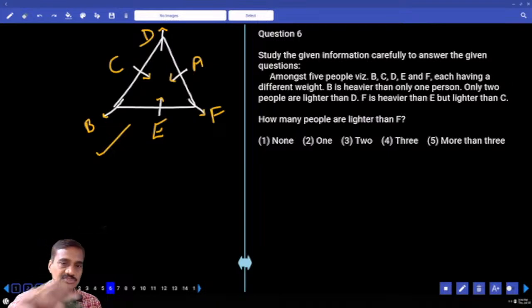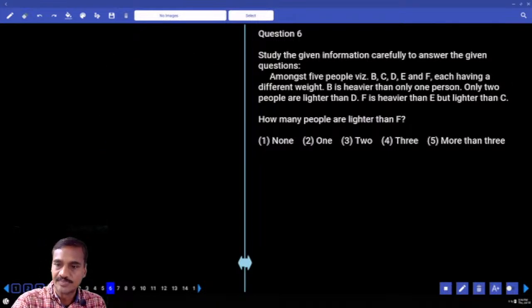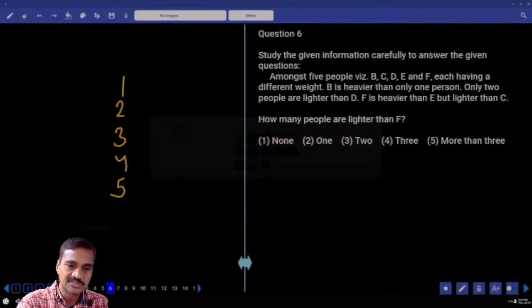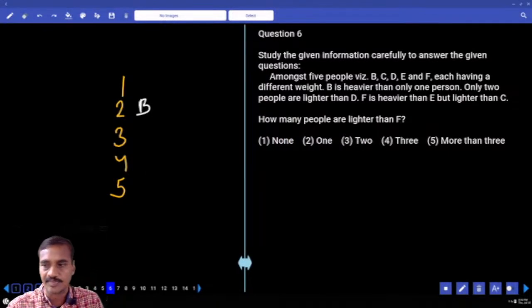Then coming to question number 6 onwards. Now in the 6 onwards, now 5 people were there. Now these 5 people are being compared in what? Weight. B is heavier than only one person. Now B is heavier than only one person. B is here. Only 2 persons are lighter than D.